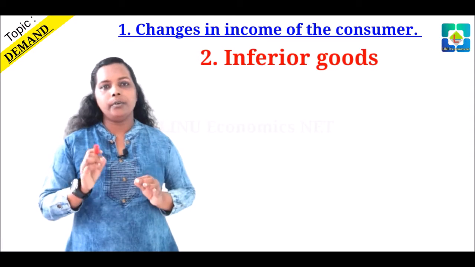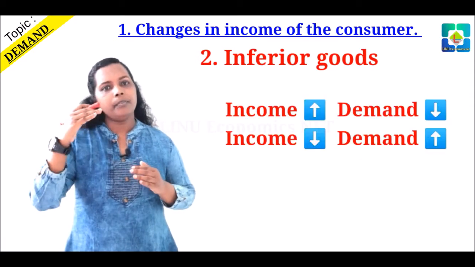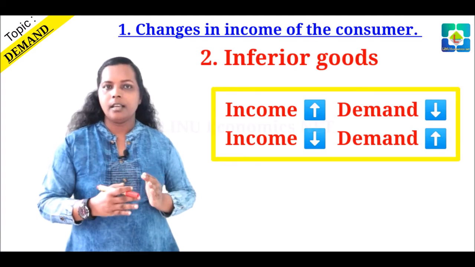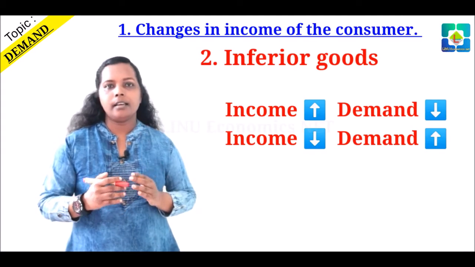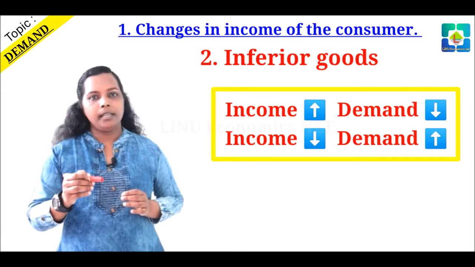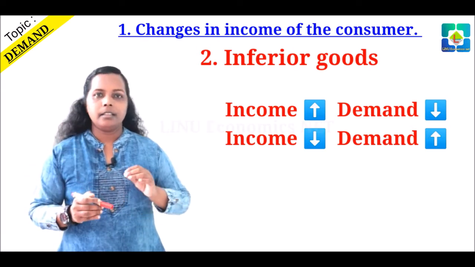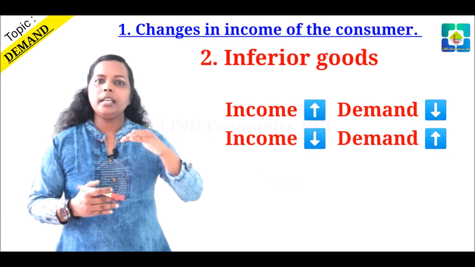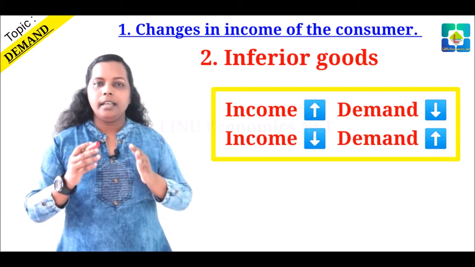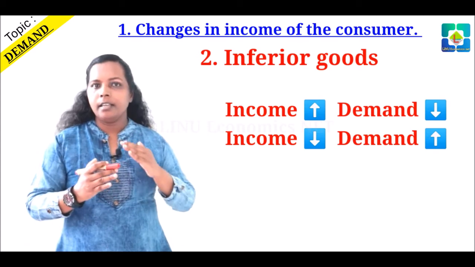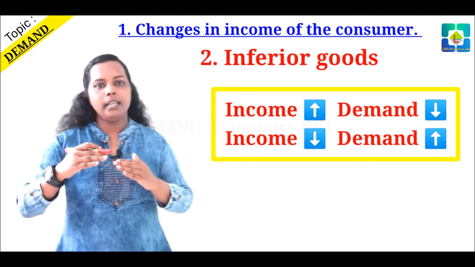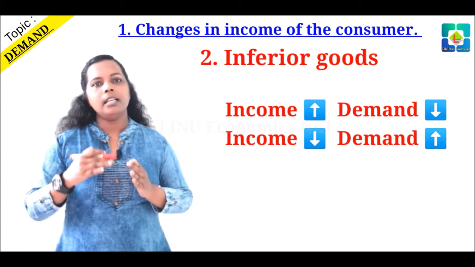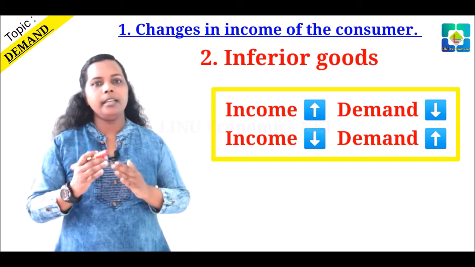It is just the opposite of a normal good. When the income of the consumer increases, the demand for the particular good will decrease. That type of good we can say is an inferior good. Similarly, when income decreases, the demand for that good will increase. For example, when the income of a consumer increases, he can prefer to buy a car instead of using public transport. When income increases, he prefers to travel by car and he feels that public transport is an inferior good.